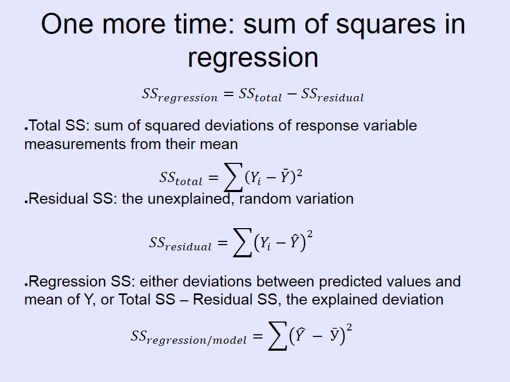Okay, one more time. Sum of squares regression equals sum of squares total minus sum of squares residual. I could rearrange that. It's additive. That's the point. The total sum of squares is the square deviations of the response variable from their mean. Residual sum of squares is the unexplained random variation, which we've seen before in the ANOVA. The sum of square error is every data point to its own mean. And then regression sum of squares is deviations between the predicted values and the mean of y. Again, I added it here, and it's the explained variation.